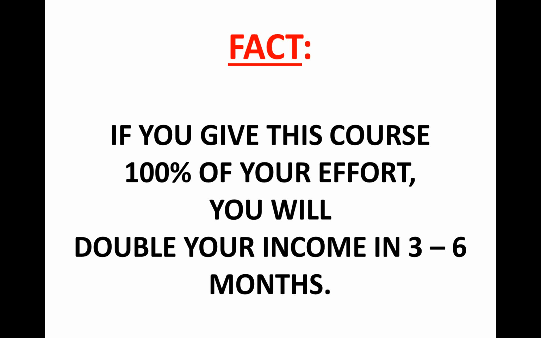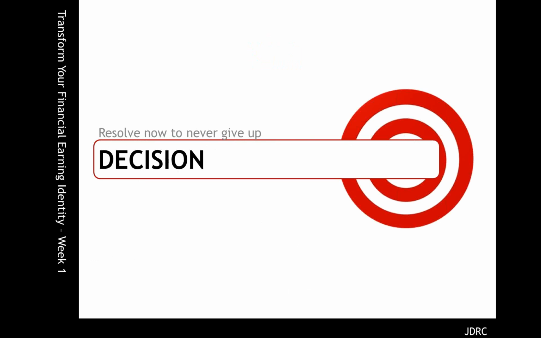So in fact, if you give this course 100% of your effort, you will double your income in 3 to 6 months. That is a fact. And that's because if you shift your identity, you will then be driven, with massive conviction and 100% of your body, mind, and spirit, to go after this course, because we will do whatever it takes to stay in alignment with our identity. So as we create this new identity, what you need to do in this course is just play full out, do all the exercises, commit the time, and you will get the results. It's that simple.